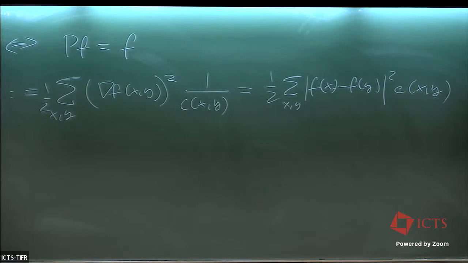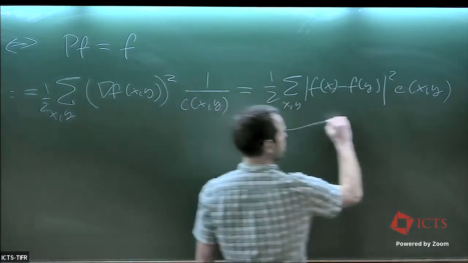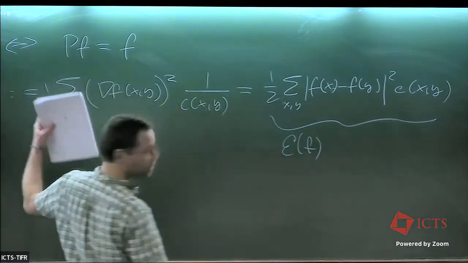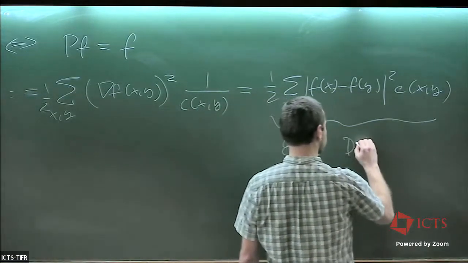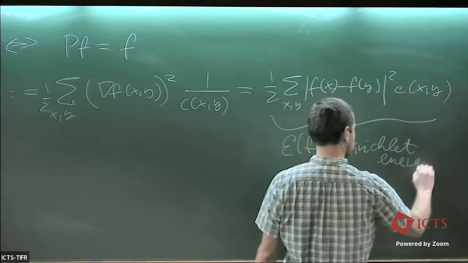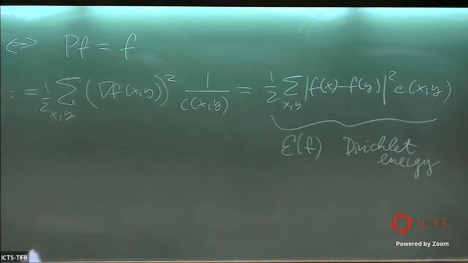Okay, so why is this true? You can think of this just as the definition. This is often called the Dirichlet energy of a function on the vertices, right? Dirichlet energy. And why is it true? Well, if you do the summation, you see it.